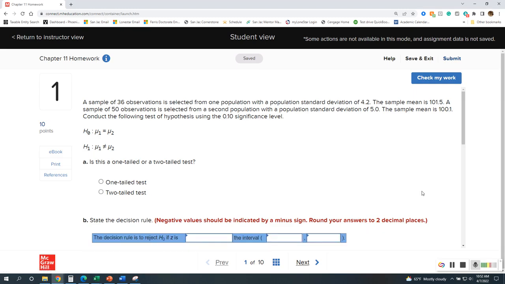Alright, so we're going to start with just a simple problem here. A sample of 36 observations is selected from one population with a population standard deviation of 4.2. The sample mean is 101.5. A sample of 50 observations is selected from a second population with a population standard deviation of 5.0. The sample mean is 100.1. Conduct the following tests of hypothesis using a 0.10 significance level.